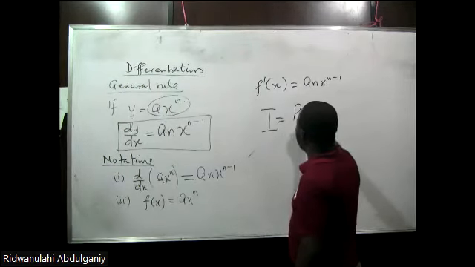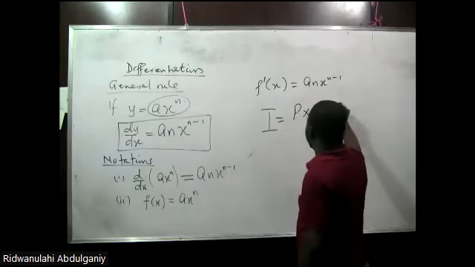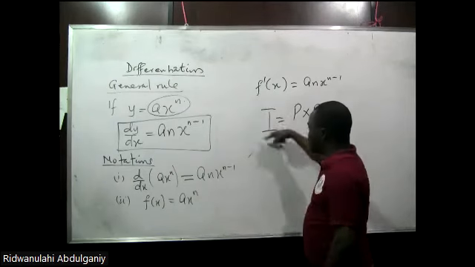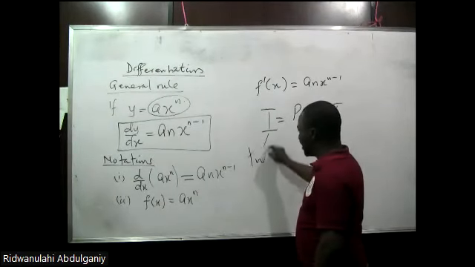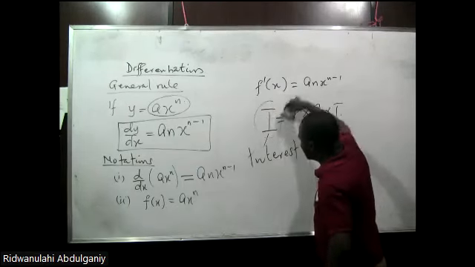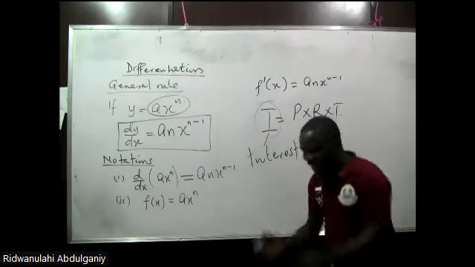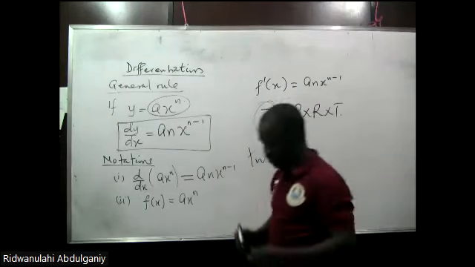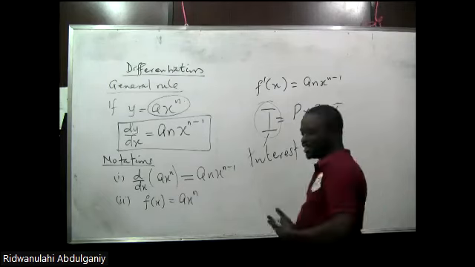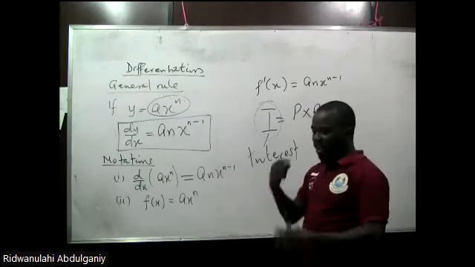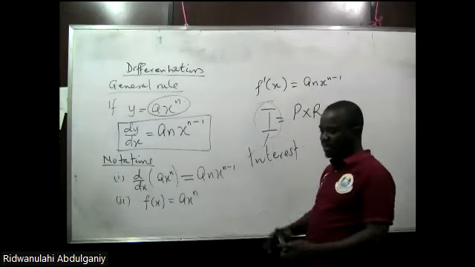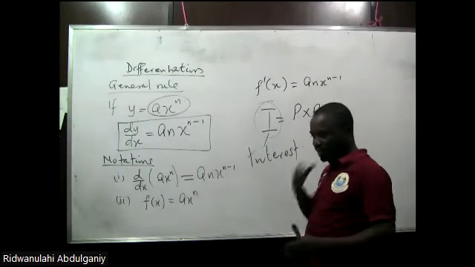Don't worry. P is principal times rate times time. What does this one mean? This one means interest. This is just notation. We use I to represent interest. Another thing can be used, not necessarily I, but generally, in order not to confuse students, we make I represent simple interest.